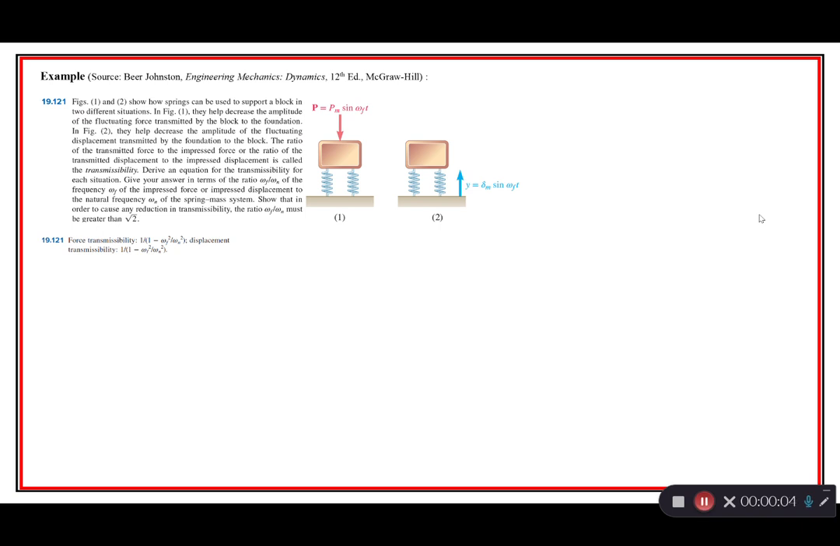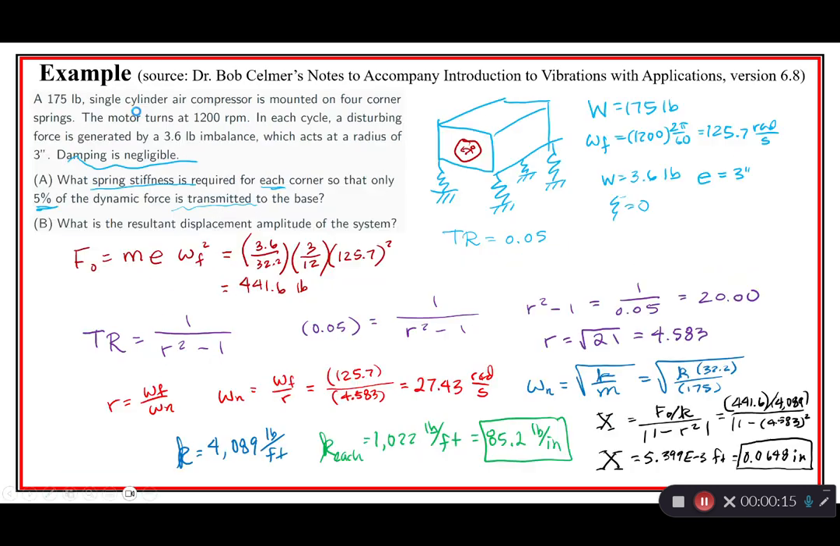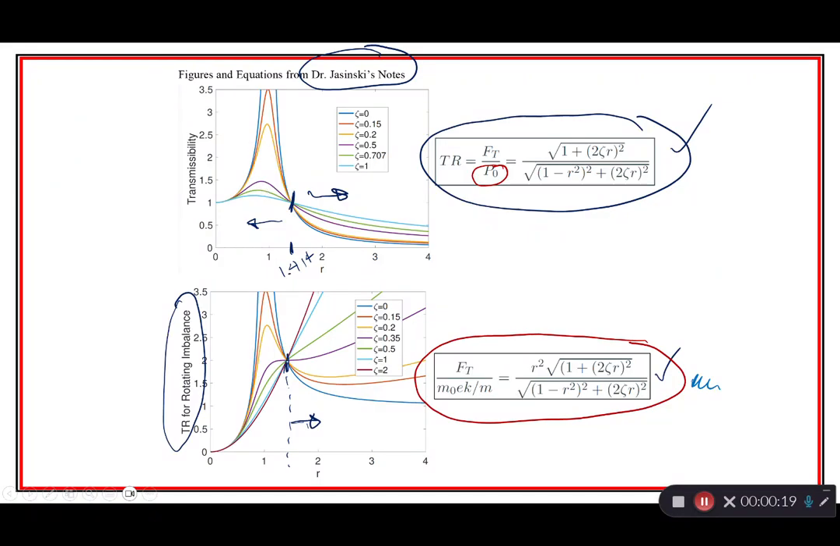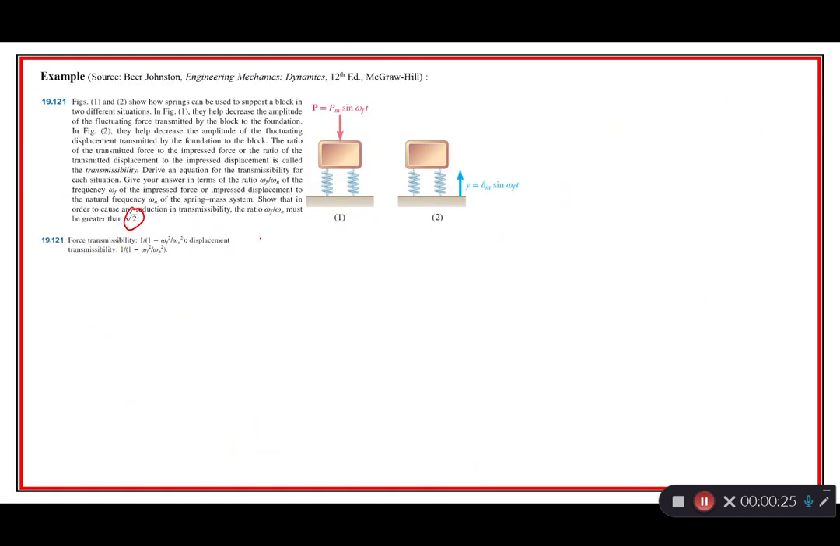So there was a statement in the book, and I mentioned it before, about the square root of 2. And we noted from some graphs from Dr. Jasinski's notes that the square root of 2 seems to have some significance as the crossover point. And I saw this problem in Beer Johnson that dealt with this. So let's go through reading time.